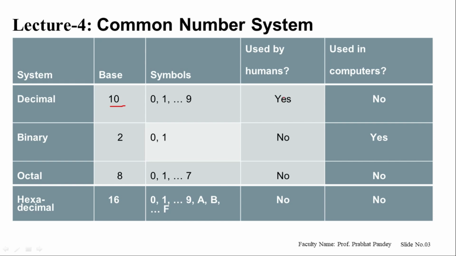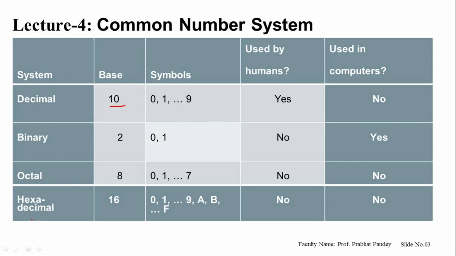These are used generally by humans and not used in computers. Binary number system has base two, and there are only two symbols, 0 and 1. Humans do not use it, but machines use this number system. In the octal number system the base is 8, so here we have 0, 1, 2, 3 up to 7. We do not have 8 and 9 here. These are not used by human beings.